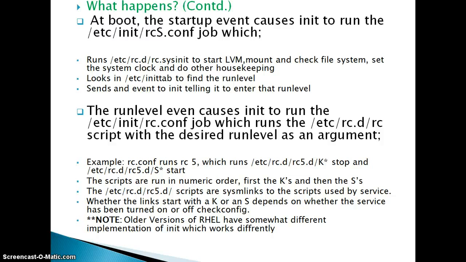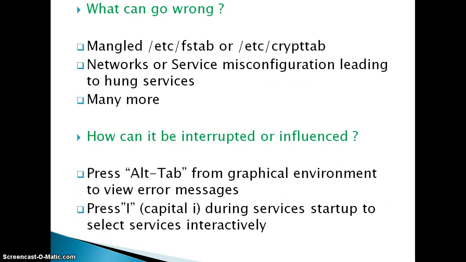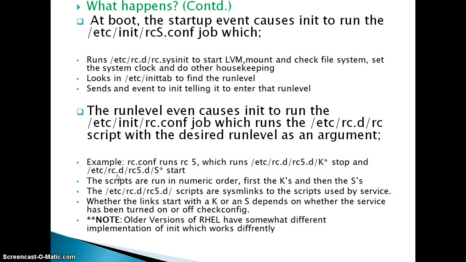Second, the runlevel event causes init to run the /etc/init/rc.conf job, which runs the rc script with the desired run level as an argument, whether we have to start the process or stop the process. We can see this when we start a service, and after that we use chkconfig on. So which services to start or stop depends upon what we have set in chkconfig, whether it is on or off. I have written one note: older versions of RHEL, Red Hat Linux, had a somewhat different implementation of the init process, which worked a little bit differently.